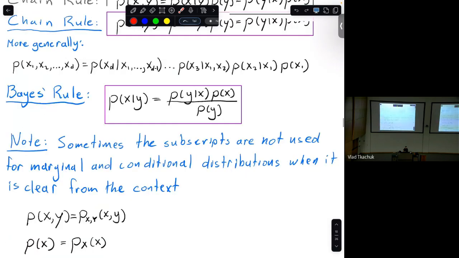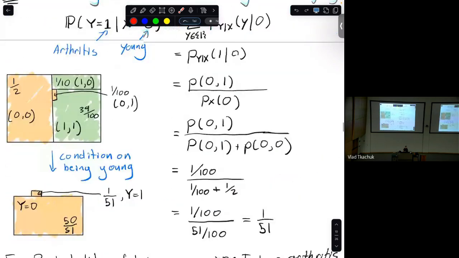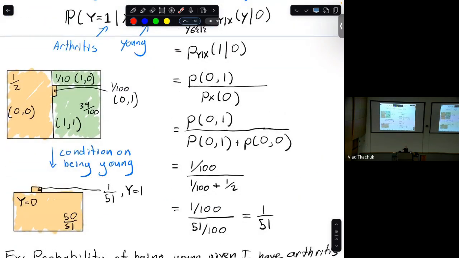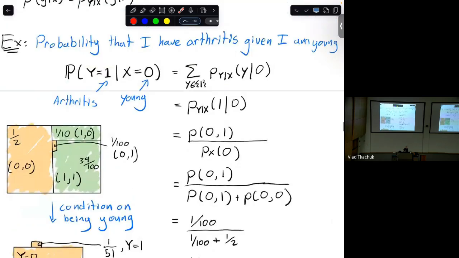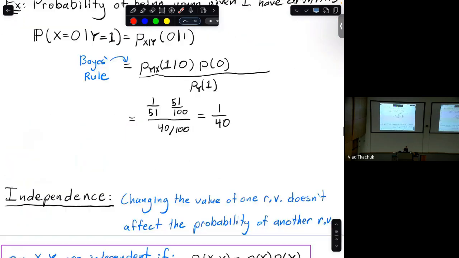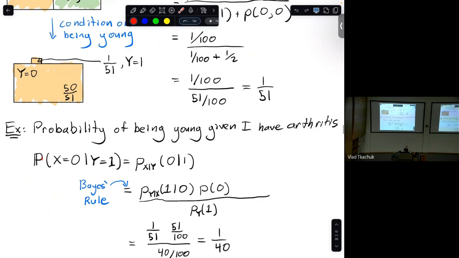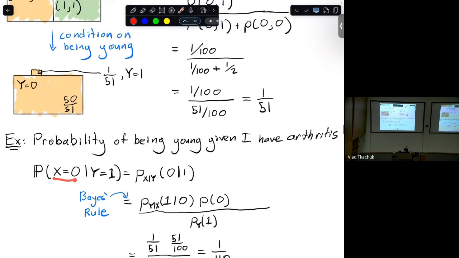Okay, we can do that calculation. You can also flip the random variables and ask, what's the probability that I'm young? That would be down here. That's X equaling 0, given that I have arthritis already. Someone might have some data, some people have arthritis, and you'd ask, what's the probability they're young? And you can reverse them.